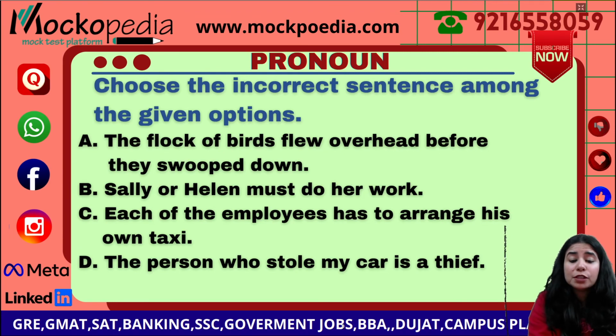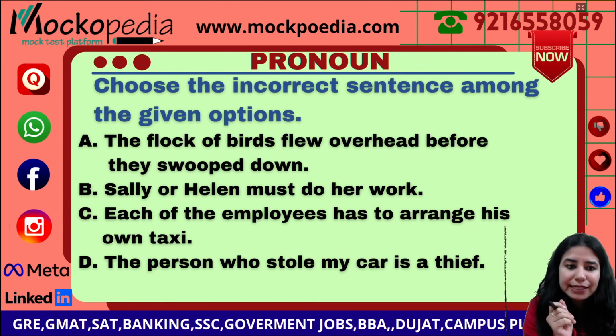The flock of birds flew overhead before they swooped down. So please understand, we are talking about flock of birds. So this is a collective noun. So this is one unit. So they swoop down, they would be incorrect, right? So flock of birds is a singular entity. It's one group. So instead of they, we are going to use a singular pronoun. So A is definitely a problem.